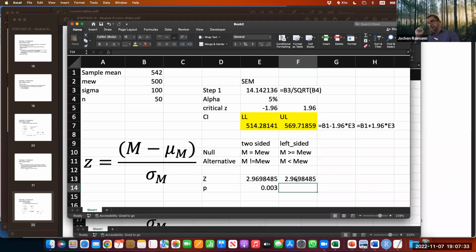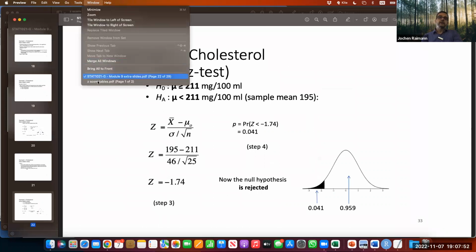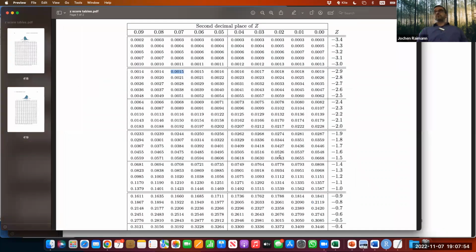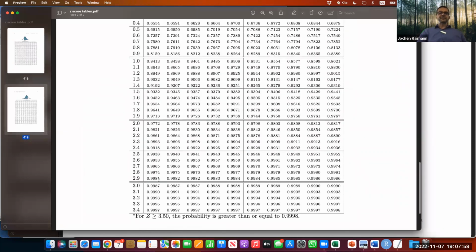which again will be the outcome of this calculation, when I have positive 2.97, notably, because the calculation is our M is 542 minus 500 is 42 divided by 14.14, which is the standard error of the mean. So this 2.97 is essentially what we're interested in. So it's a positive set score. So we need to go on the other side of the table, and we're looking for 2.97, and we get here the p-value of 0.9985.